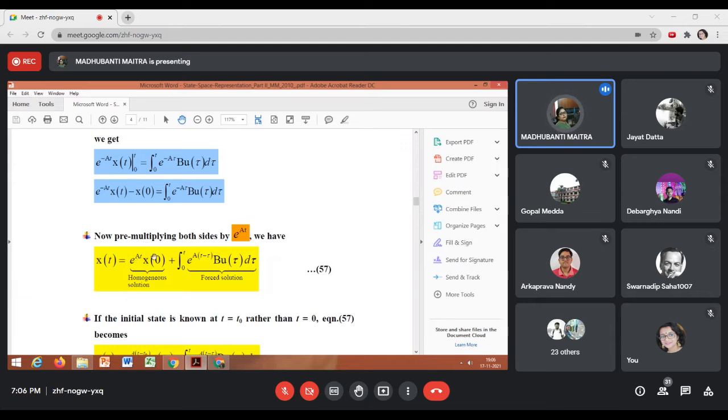So the first term on the right hand side will be e^(At) into x0, where x0 is the column vector denoting the initial conditions. And the second term will be the integration from 0 to t of e^(At) into e^(-Aτ), so we'll get a term which is e^(A(t-τ)) B u(τ) dτ. Clear?